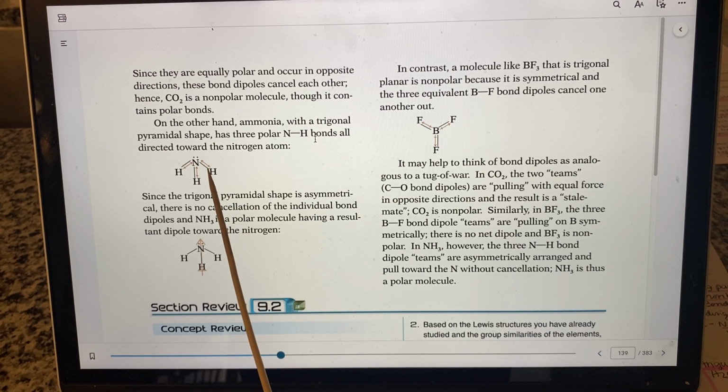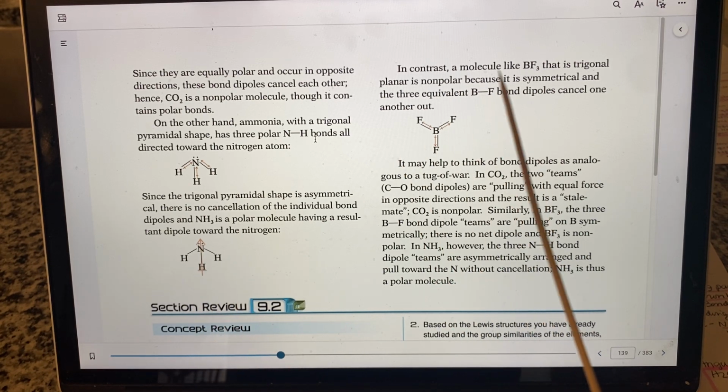It's going to have one side that's positive and one side that's negative. So the hydrogens are going to push in this direction. So it's going to be very polar, and this will be pushing up to nitrogen. See the arrow going in this direction.